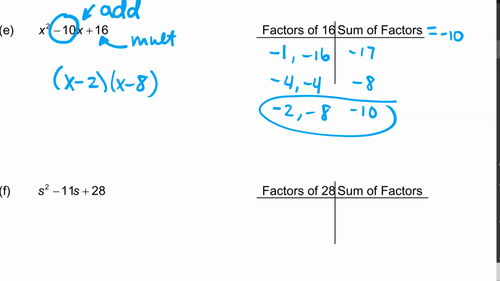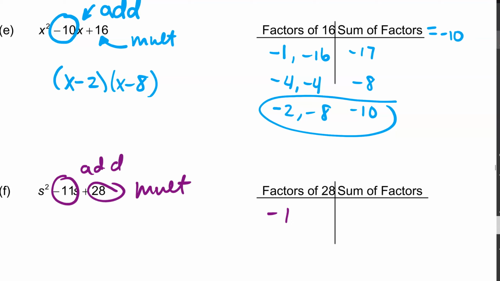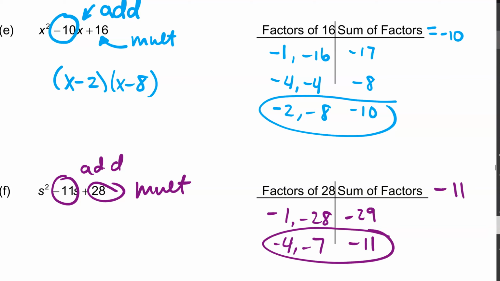Let's do it. Negative 7, negative 4? Okay, they add to negative 11 and multiply to 28. So what multiplies to 28? Negative 1 and negative 28, negative 4 and negative 7. They add to negative 11, not negative 29. So this is the one. We have s minus 4 and s minus 7.